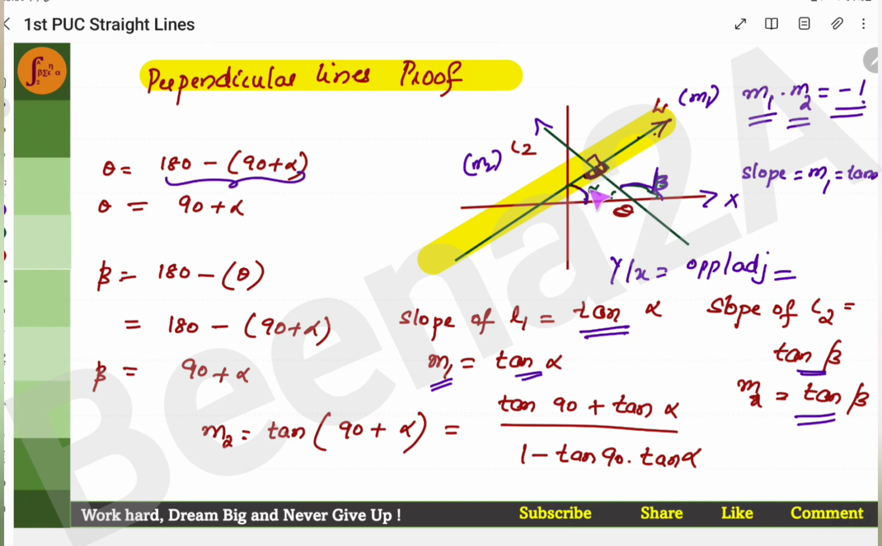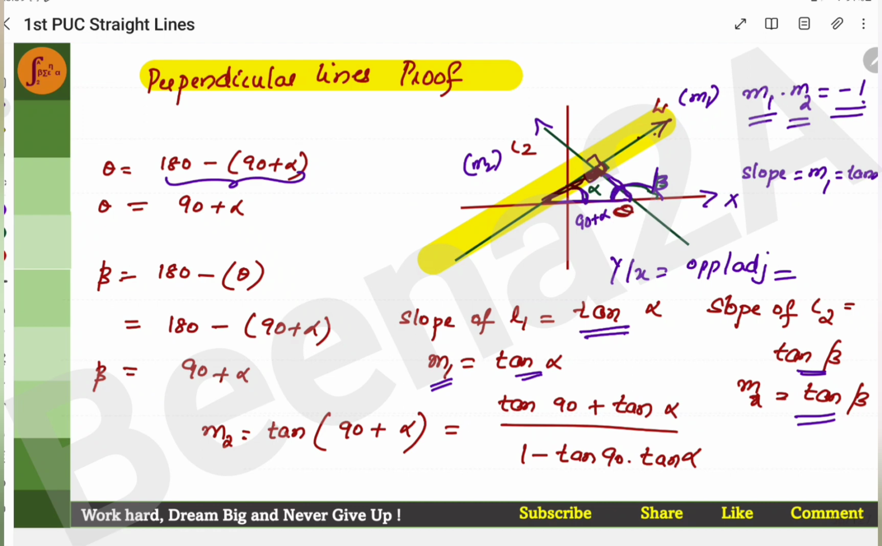Now if you notice, this entire thing is a triangle. In this triangle, one angle is 90 degrees, one is alpha. So what will this be? It will be 180 minus the sum of both these angles, 90 plus alpha. 180 minus (90 plus alpha) is nothing but 90 minus alpha. So this angle is 90 minus alpha.